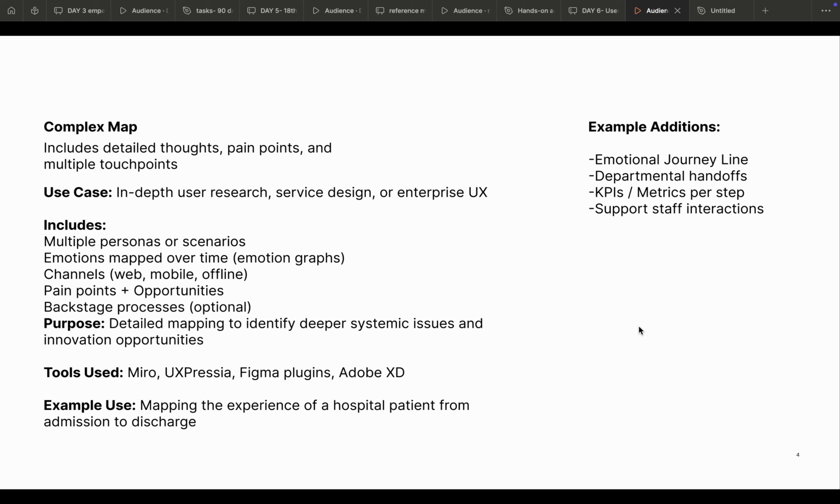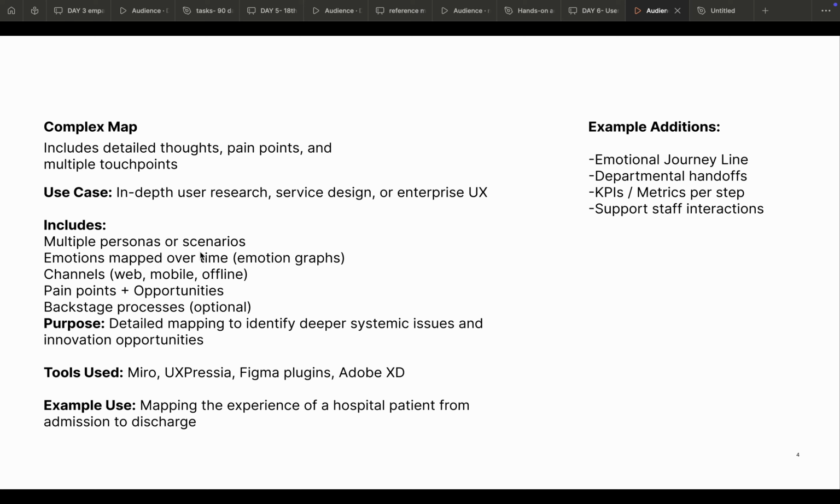Now if we look at the complex map, it is going to be elaborated and detailed, including the thoughts, pain points and multiple touch points. This is something we would use after doing in-depth UX research. The situations in which we can use the complex map are when we are using service design, or when we want to do it at enterprise level, like business to business. During this situation we can use the complex map, and it would also include multiple personas.